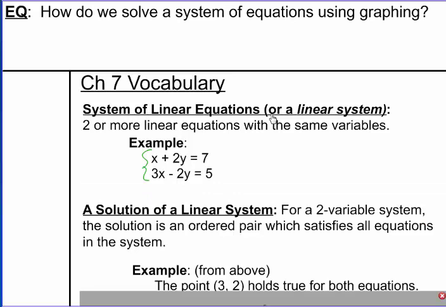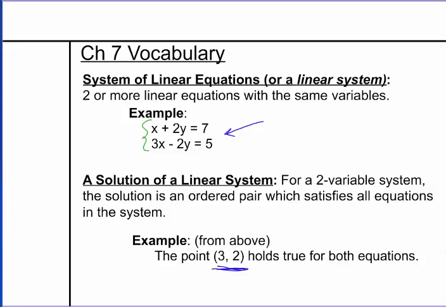The solution of a linear system. For a two-variable system, the solution is an ordered pair which satisfies all equations in the system. So for the system that we have up here on top, the solution to this system would be the point (3, 2). You can find that by graphing the two lines and finding the point where the two lines intersect.